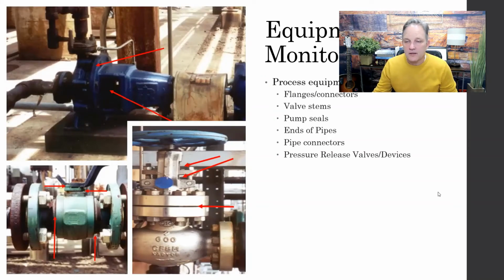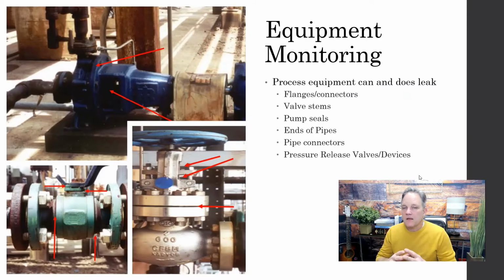So, equipment monitoring. Leaks occur in all kinds of process equipment. Leaks occur in flanges and connectors, in valves and valve stems, the ends of pipes, in pressure relief devices. They happen. On the screen here, leaks can happen around the stems. They can happen in the seals between pipes, all kinds of places.